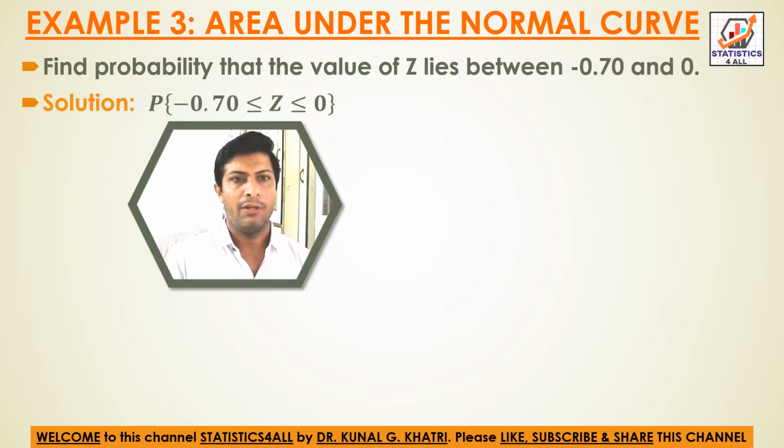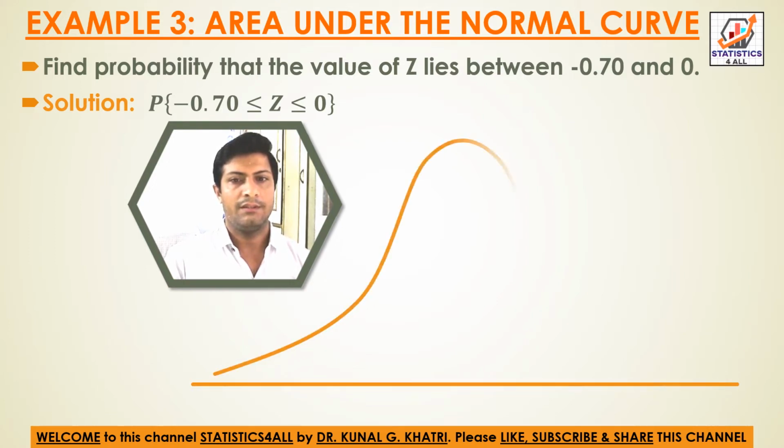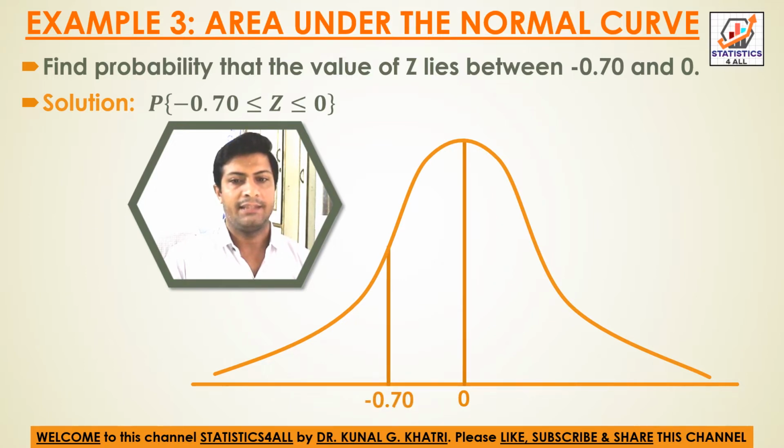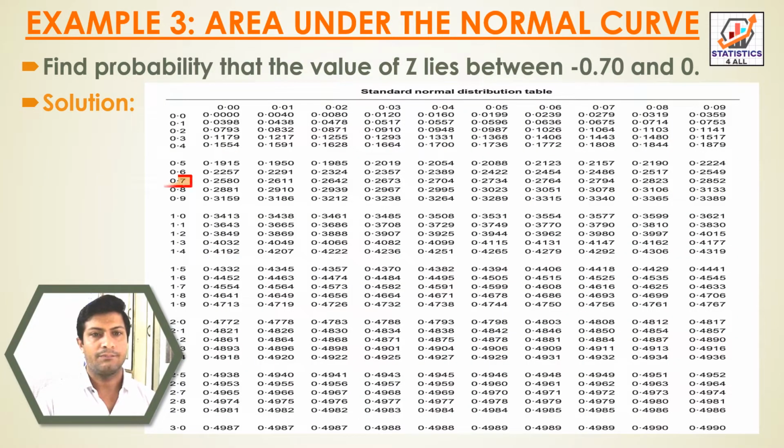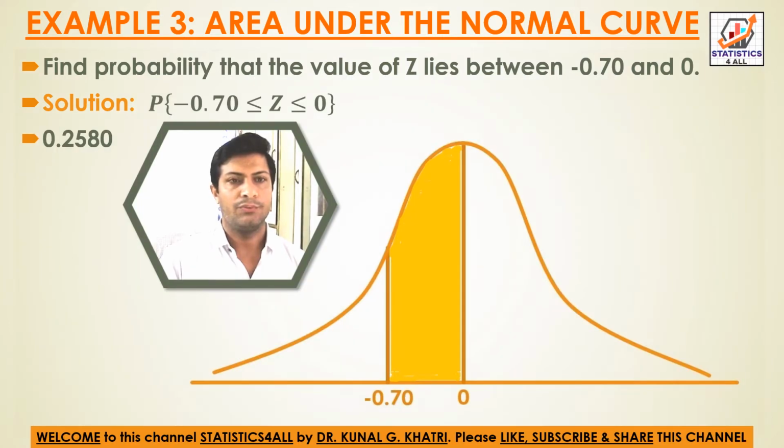Next example, find the probability that the value of z lies between minus 0.70 and 0. Solution, we can write P(-0.70 ≤ z ≤ 0). So here the mean is 0, and on the negative side, minus 0.70, that is the yellow shaded area. Now from the table 0.70, we get the value 0.2580. The shaded area is 0.2580. So z lies between minus 0.70 and 0 with probability 0.2580.